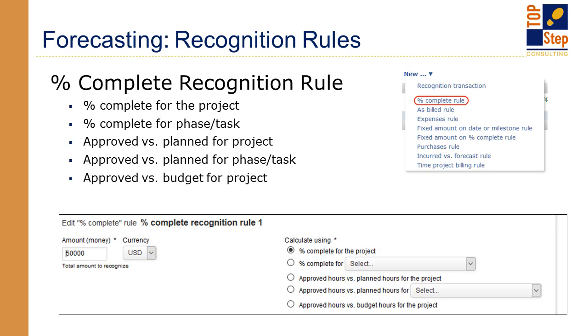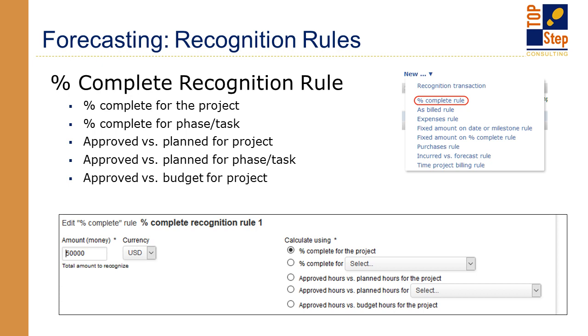So again, the percent complete recognition rule, or even the fixed amount on percent complete rule, they're very simple and straightforward based on defined parameters within the recognition rule. So you've got different options. If you want to say it's percent complete for the project, percent complete for a particular task or phase. If you don't want to look at that, you can look at approved versus planned hours. You've got phase and task options in this drop-down menu, and or you can look at budget hours. So it just gives you a lot of flexibility in terms of how you're looking at this.